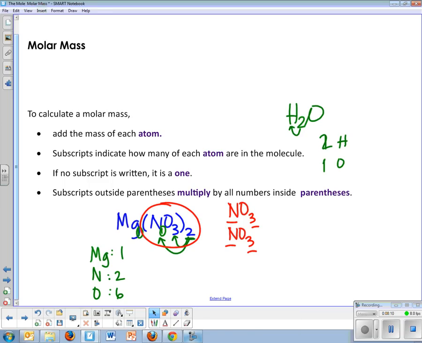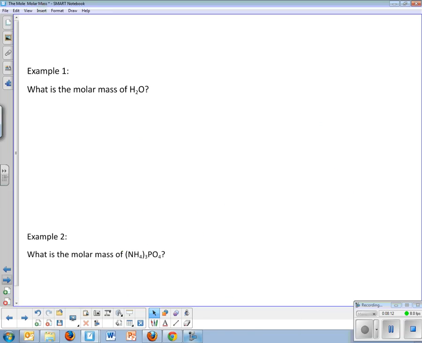Okay, so let's do a couple examples. First one, what's the molar mass of H2O? So whenever you're doing these, you're going to want to write out your elements first. I list them vertically. So I'm going to write out hydrogen and oxygen. Then I'm going to go back and say, how many of each of them do I have? So I look at my formula. I have 2 after the H, so that means there's 2 hydrogens. I have nothing after the O, that means there's 1 oxygen.